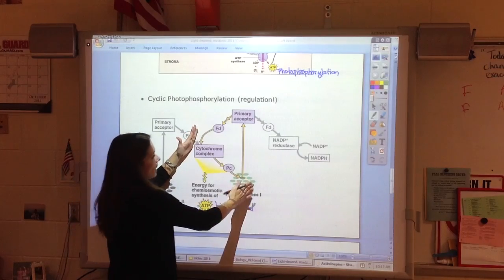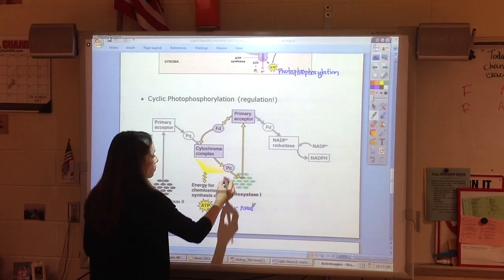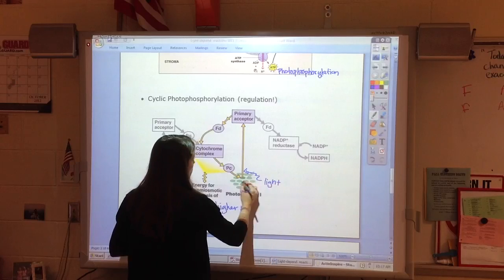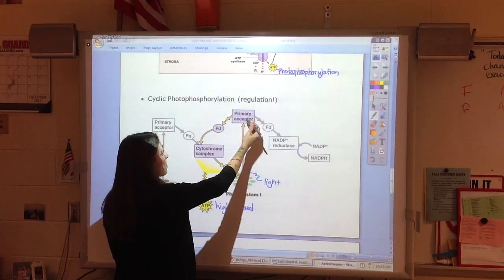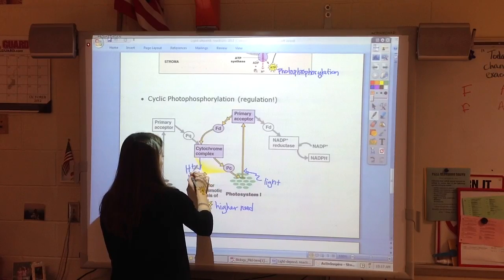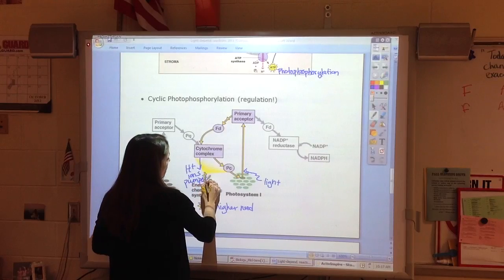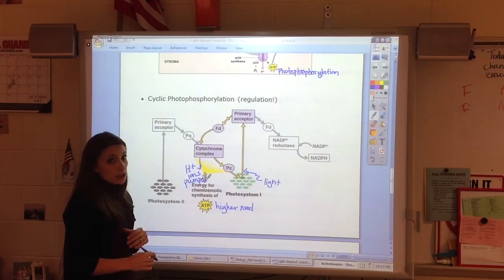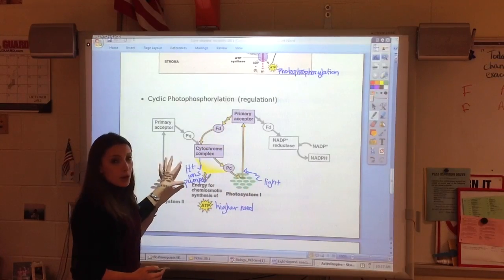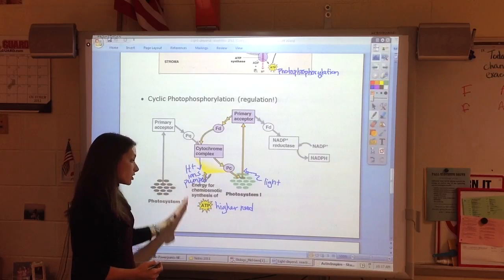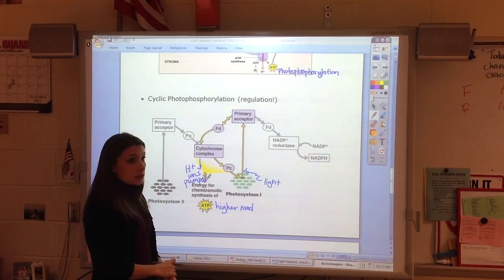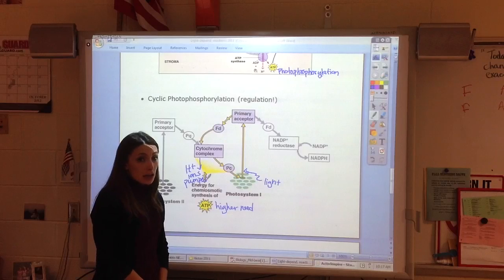And so what will happen is kind of the second part will happen over and over again. We'll use light energy, and that's not shown here. We'll use that second light energy to excite it, and instead of passing it on, we pass it back, and we pump more hydrogen ions. So cyclic photophosphorylation is the idea that photosystem 1 can actually pass the electron back to continuously pump hydrogen ions until we've reached the need that we have for ATP, and then we'll pass the electron on to NADP+, so that it can become reduced and become NADPH.